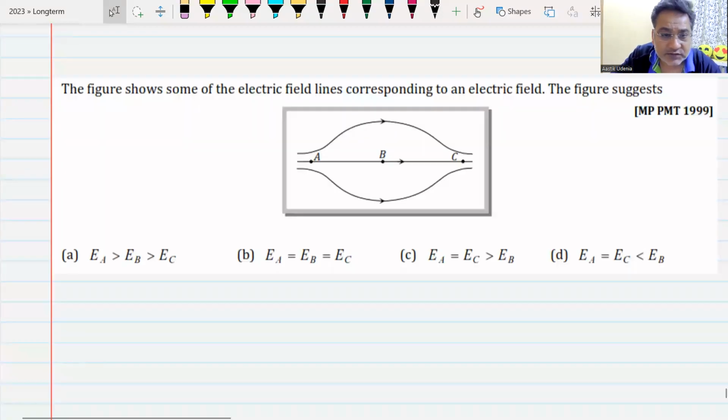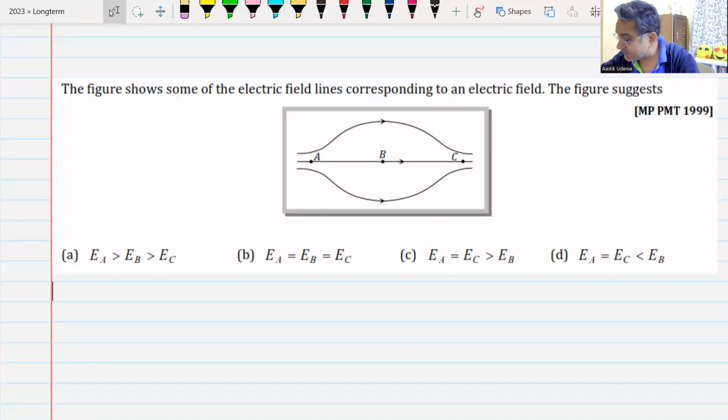The figure shows some of the electric field lines corresponding to an electric field. The figure suggests which one is correct. Which one is correct, my dear friends? Option C, sir, is correct.